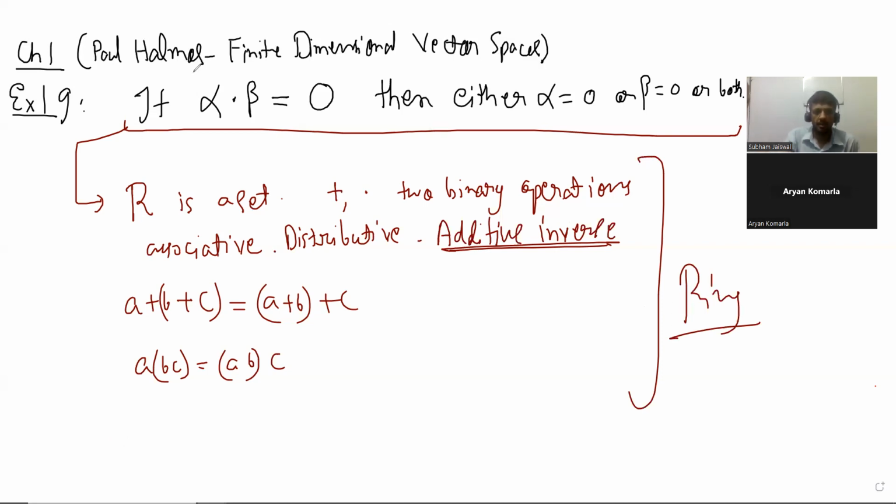And if the star is satisfied, a ring with this property star, these are very important structures, ring plus star, and these are called domains.